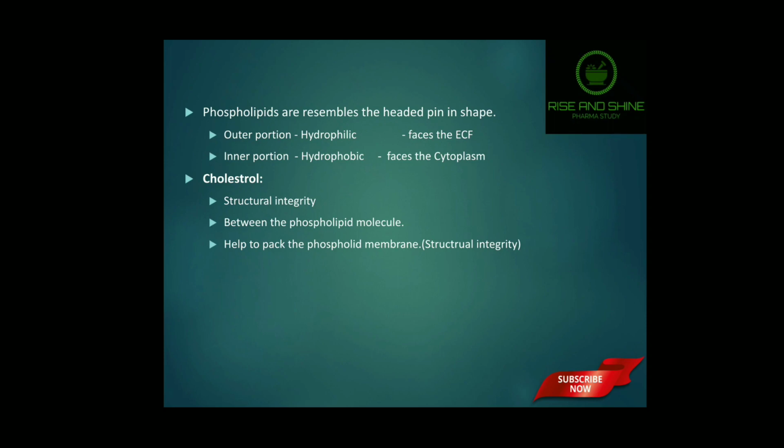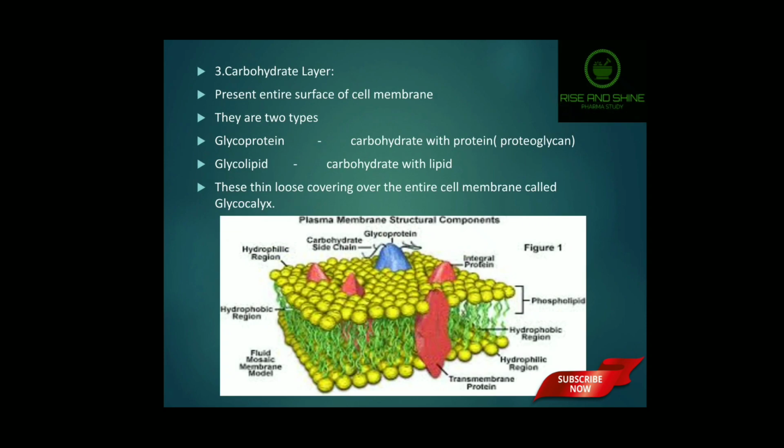The last part present in the cell membrane is the carbohydrate layer. This carbohydrate layer is present on the surface of the cell membrane. This carbohydrate will either attach to a protein or a lipid. Depending upon this attachment, it is divided into two types. They are glycoprotein. A carbohydrate which is attached with the protein is known as a glycoprotein. It is also known as a proteoglycan.